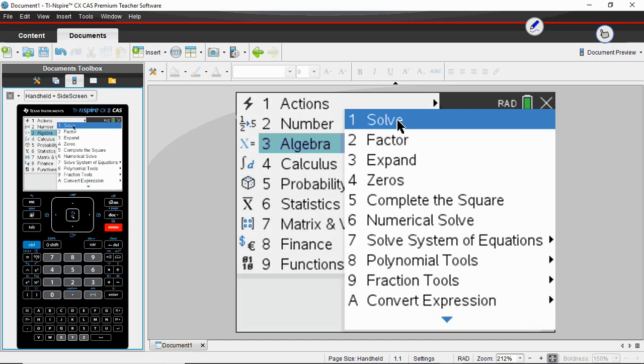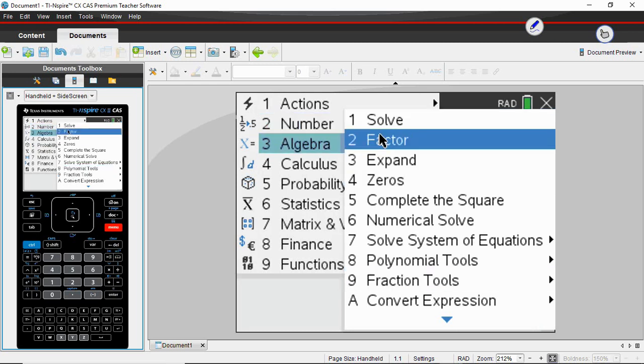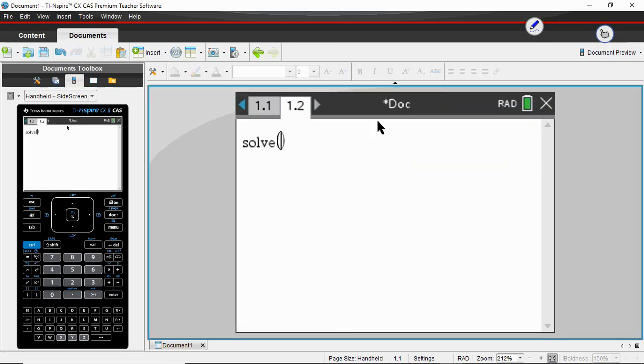And by the way, I'm demonstrating this on a CAS calculator. We can see that right there. If you're using a non-CAS calculator, then you're only going to have a few items in here. And that's okay. I'll address you separately in just a moment. So we're going to choose solve. And you know what? Let's actually solve the equation that we just saw before.